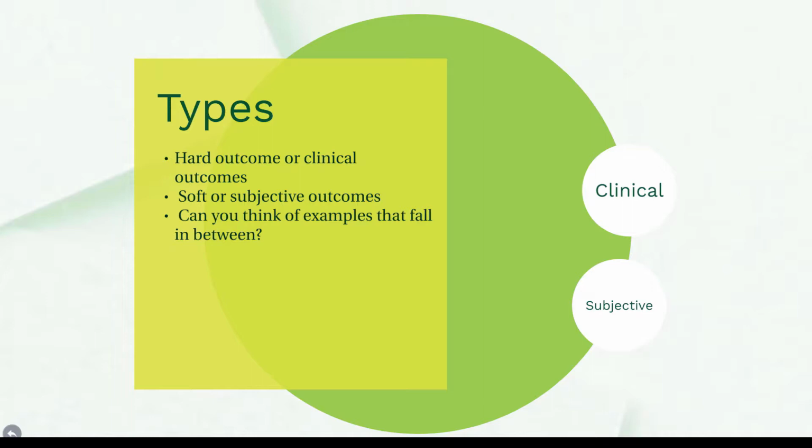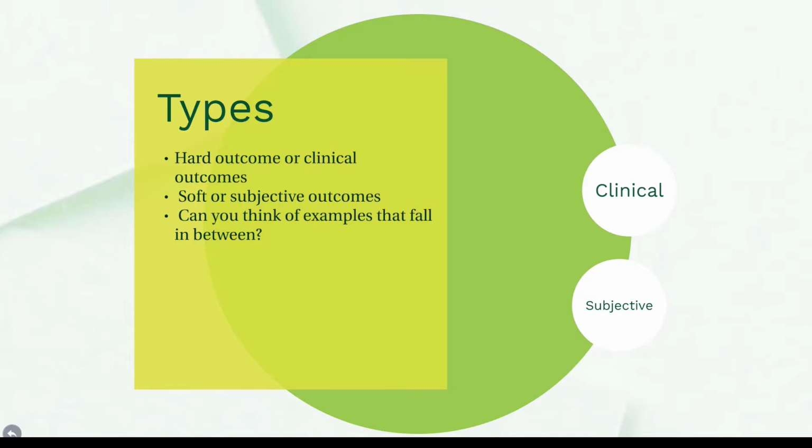So a completely hard outcome would be considered something like a laboratory test, and a completely soft outcome would be something along the lines of an open text field where the participant tells you something. And then everything from patient-reported outcomes to x-rays that have to be adjudicated falls somewhere in between.